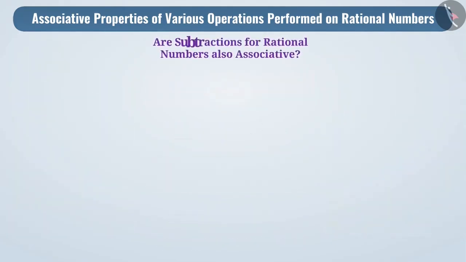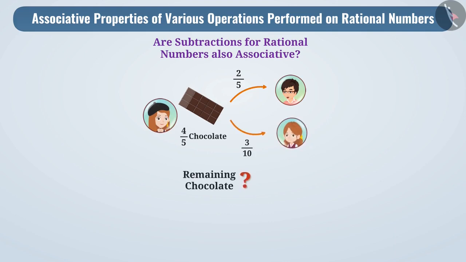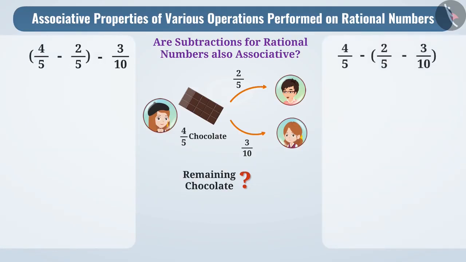Are subtractions for rational numbers also associative? Let's find out. Suppose Aditi has 4/5 chocolates. Out of that, she gives 2/5 part to Ankit and 3/10 to Suman. So tell me, how much chocolate will be left with Aditi? We can represent the given situation in this way. Let's solve this by forming different groups.